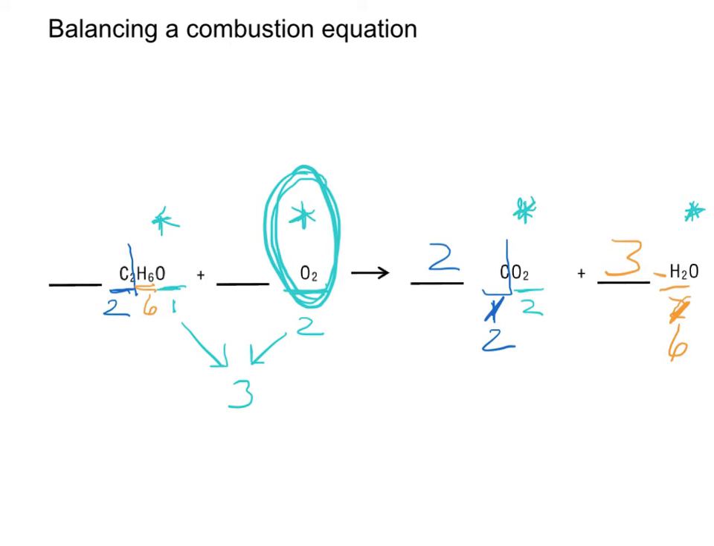Actually, 2 oxygens in the carbon dioxide formula. However, I have a coefficient of 2. So that really means I have 4 oxygens, right? Coefficient of 2 times subscript of 2 gives me 4 oxygens. In the water, I have a coefficient of 3 times the invisible subscript of 1 there, which means I have 3 oxygens. So if we add that together, on the product side, we really have 7 oxygens.